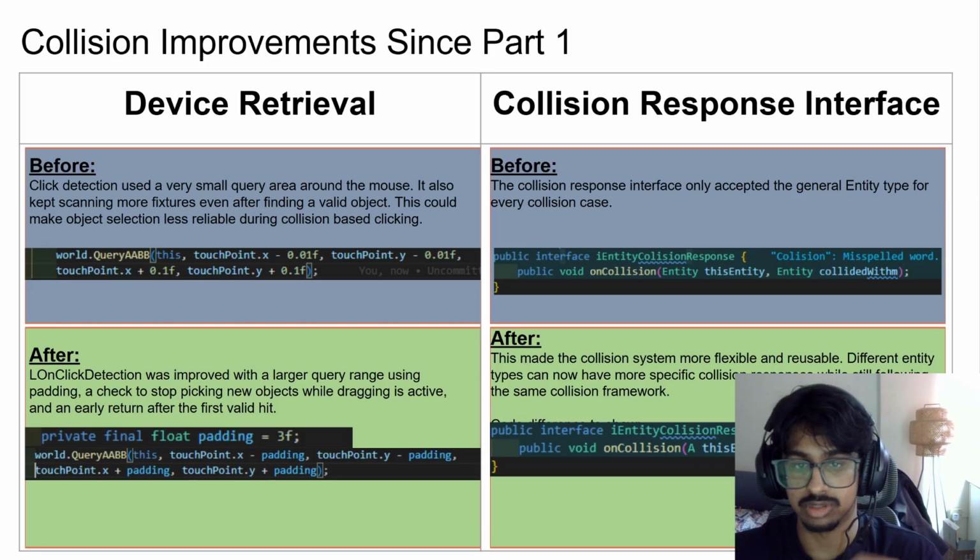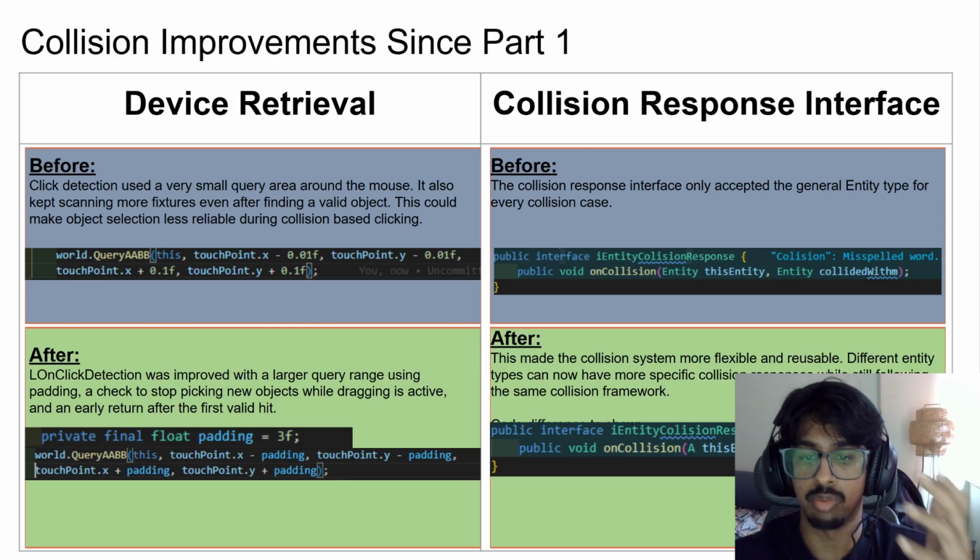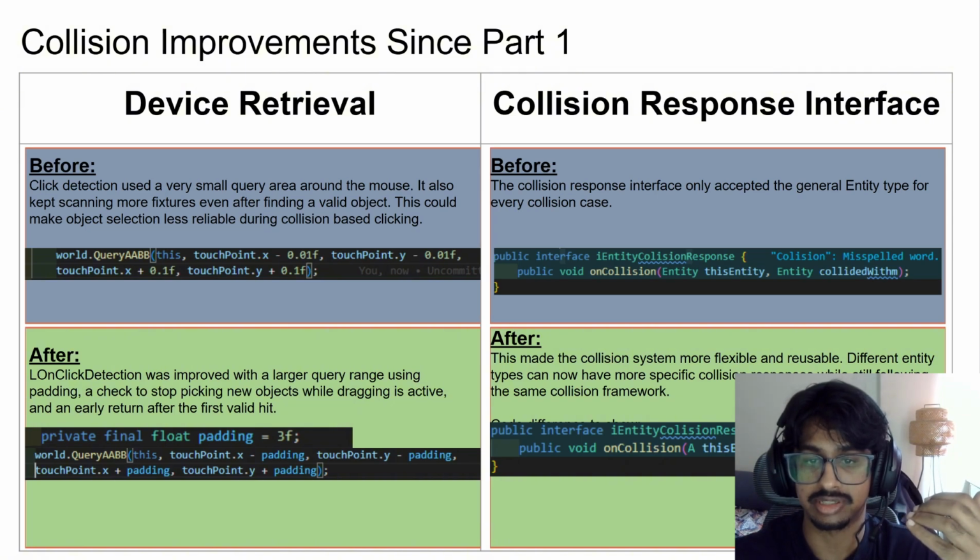The second improvement was in the collision response interface. In part 1, collision responses only accepted a general entity type. In the full version, the interface was improved using generics, so collision behavior can now work with more specific entity types while still following the same abstract framework. This makes the collision system more flexible and easier to extend.